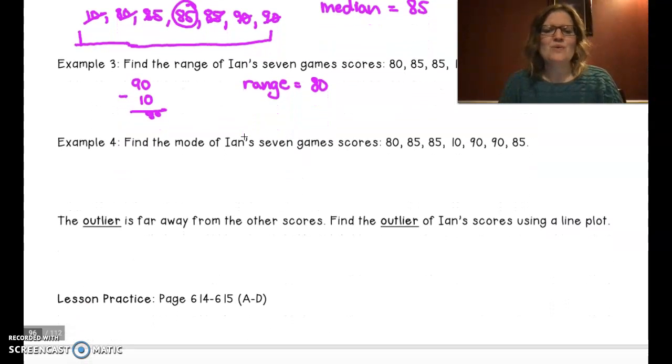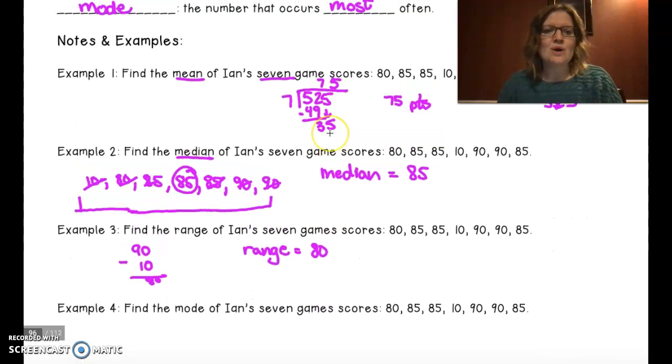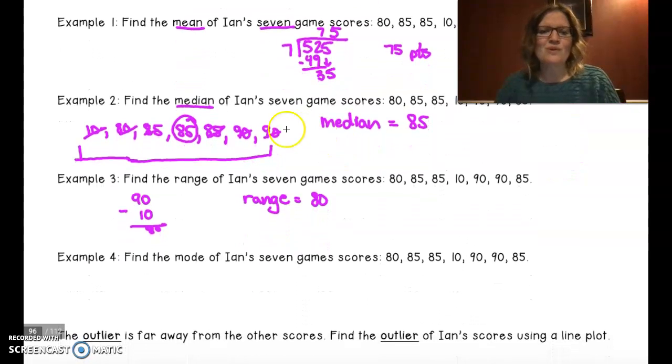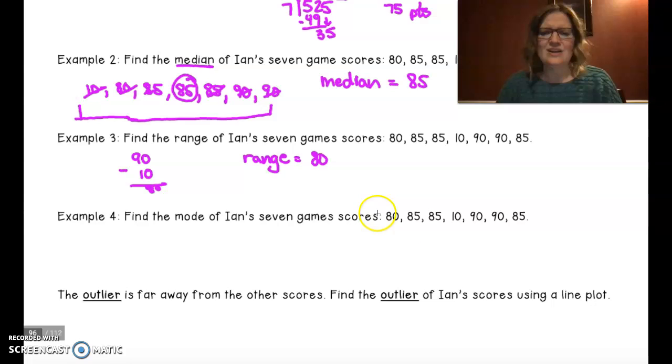Now, find the mode of Ian's 7-game scores. Remember again that the mode is the score that occurs most. Remember when we were organizing these all up and I said, oh my goodness, Ian has scored 85 3 times. He's also scored 90 twice, but for all intents and purposes, our mode is 85.